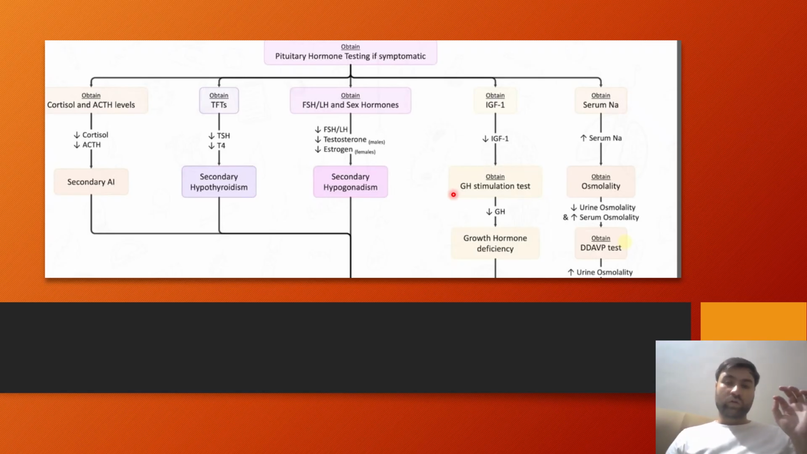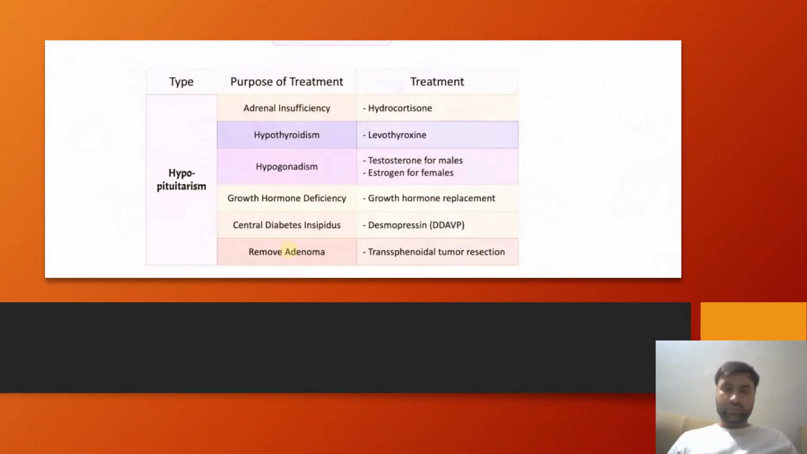If growth hormone levels remain low after the insulin stress test, it means that growth hormone is not produced by the pituitary gland. So this patient has hypopituitarism because IGF-1 levels are low, and after giving insulin, the patient developed hypoglycemia, but the growth hormone levels did not rise. It means the patient has growth hormone deficiency. Then how will you treat this patient?